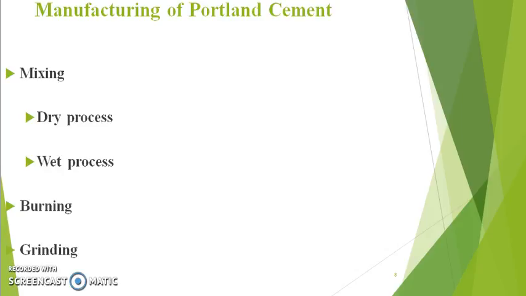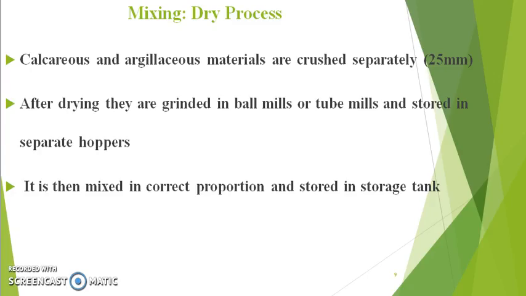The manufacture of ordinary Portland cement is done in mainly 3 steps: mixing, burning and grinding. First step, mixing, itself can be done by dry process and wet process. First one is mixing by dry process. Here, the calcareous and argillaceous materials are crushed separately. They are dried, ground in ball mills and stored in separate hoppers. Then they are mixed in correct proportion and stored in a storage tank.